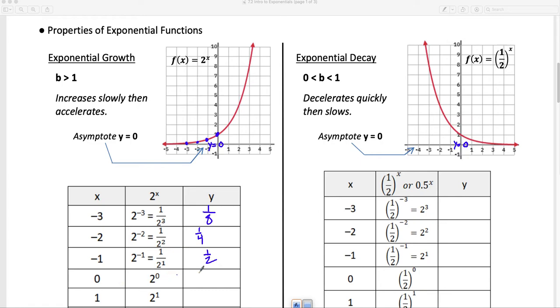Anything raised to the 0 power is 1. So there's the y-intercept, 0, 1, which is right there. Then I've got 1 and 2 to the 1st power, which is 2. And that is right there. And if I keep going down here, I've got a 2 and a 3, and that's going to give me, and I should really actually go down there. I hate to do that to lose this though, but I guess we will.